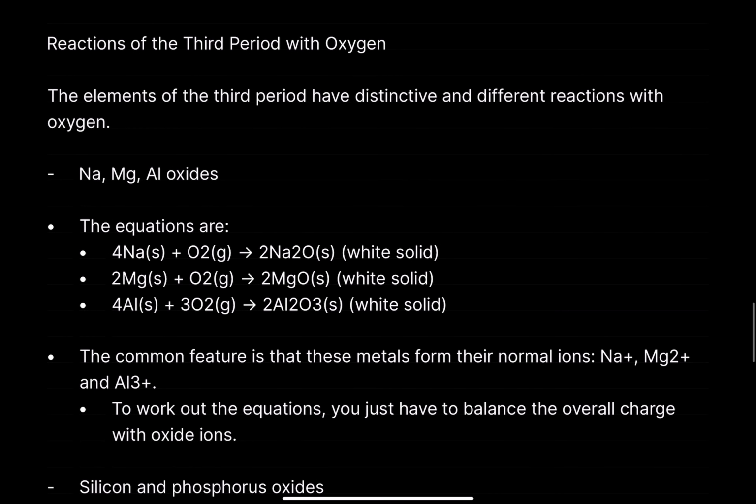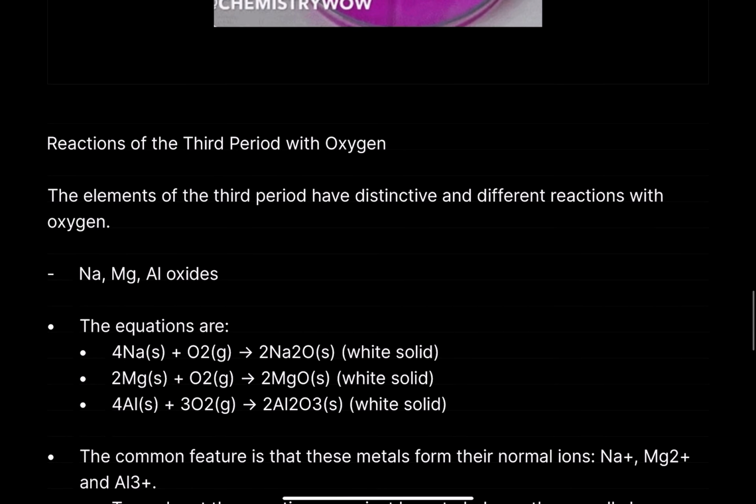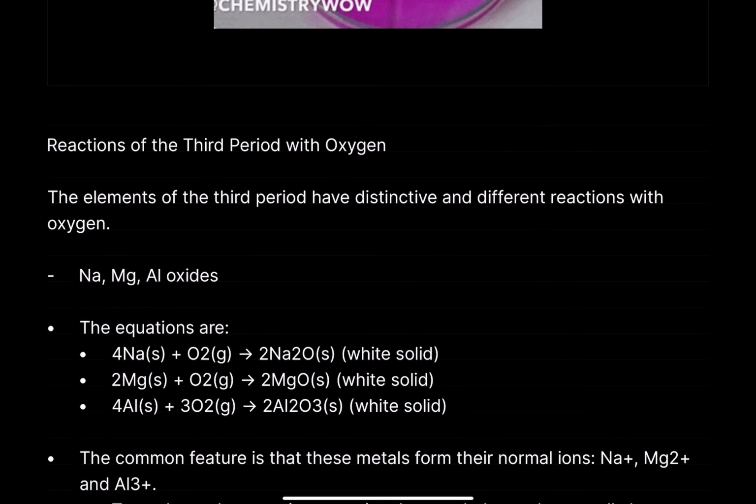Now, reactions of the third period with oxygen, right? So I've gone through the period 3 elements. Now I'm going to go through period 3 oxides. I've focused mostly on sodium and magnesium, because they're the ones that count the most when it comes down to water. But when it comes down to oxides, you're going to need to know much more.